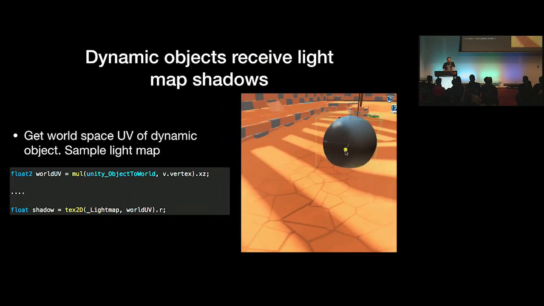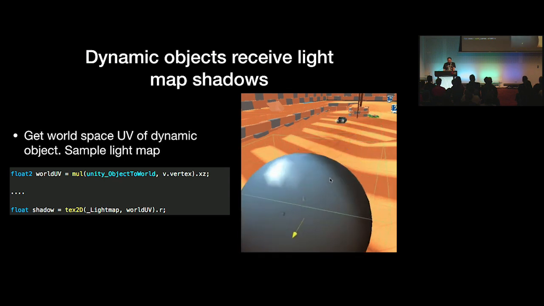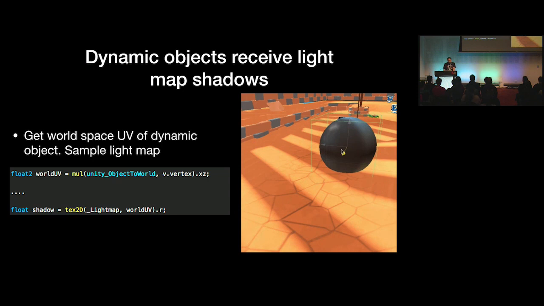So all we have to do for any dynamic object is get its world space position, the XZ coordinates of it, and sample that same shadow map. At first we thought, oh, this isn't going to work. It will look like junk, but you see it looks pretty well. It works pretty well like that.